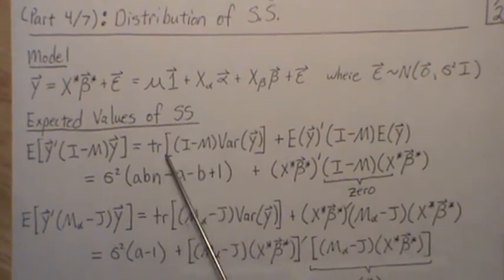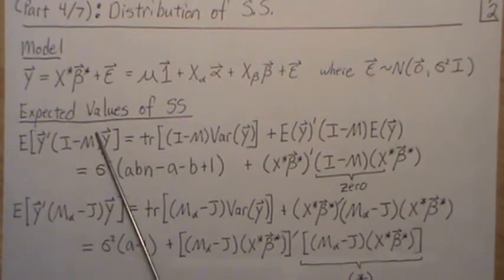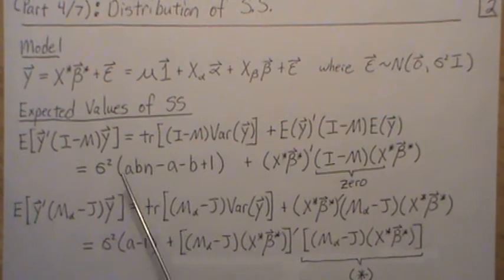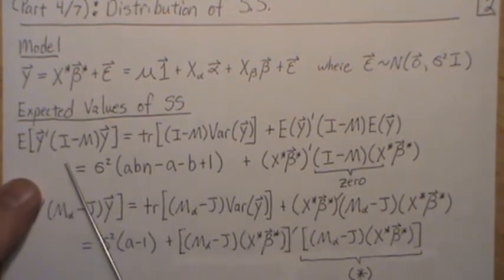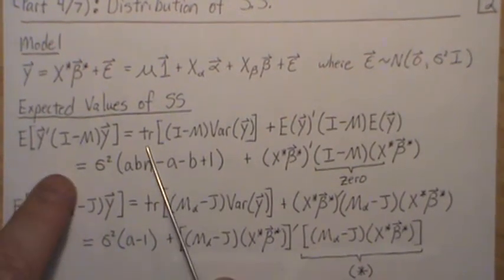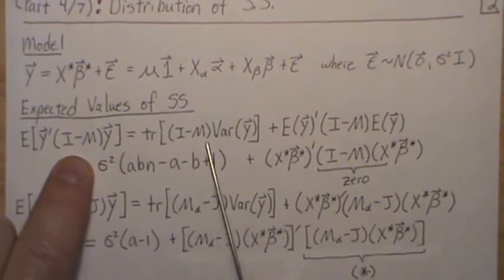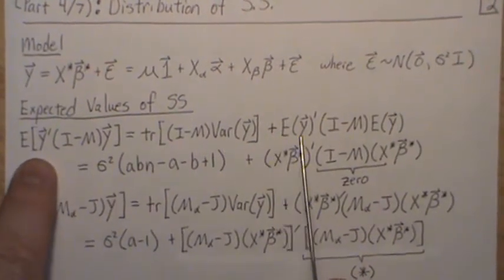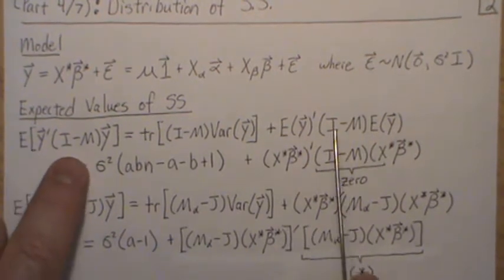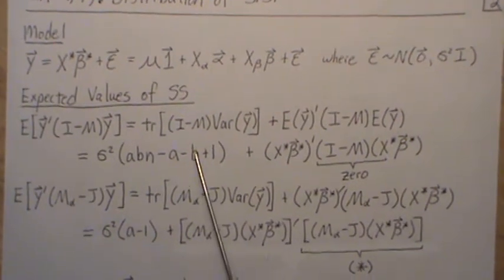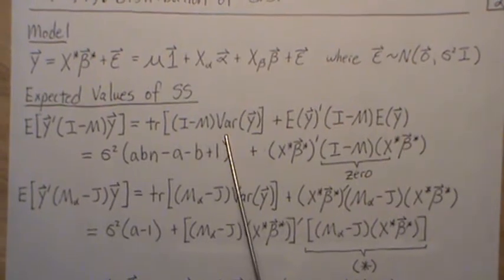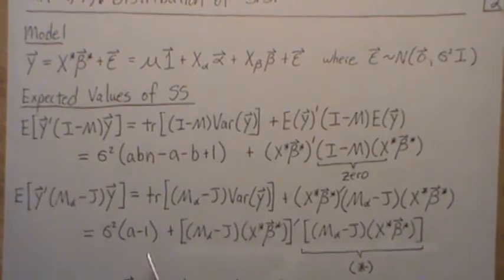Now the expected value of the sum of squares. This is the sum of squares error, and we take its expected value. I have a playlist called Quadratic Forms, and in there we calculate the mean and variance of a quadratic form. It ends up being the trace of the matrix in the middle times the variance of y, plus the mean of y transpose times that matrix times the mean of y. Here the variance is sigma squared I, so the sigma squared comes out.